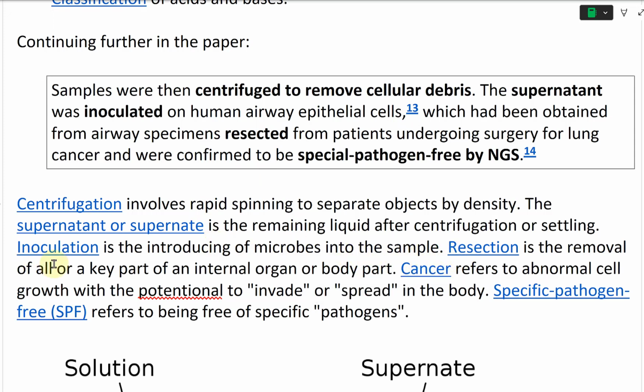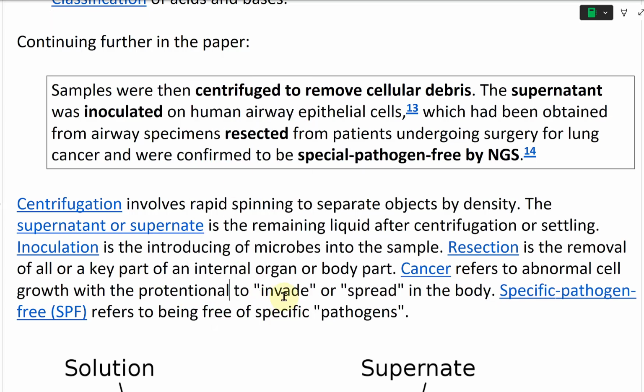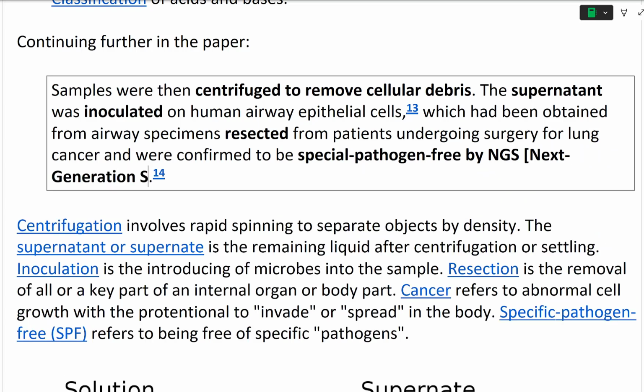Resection is the removal of all or a key part of an internal organ or body part. Again, these are just terms for surgery in general. Cancer refers to abnormal cell growth with the potential to "invade" or "spread" in the body. And specific pathogen-free, SPF, refers to being free of specific pathogens. And lastly, this NGS, let's put this in brackets right here, is next generation sequencing.